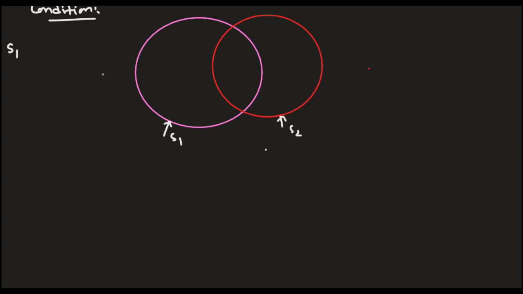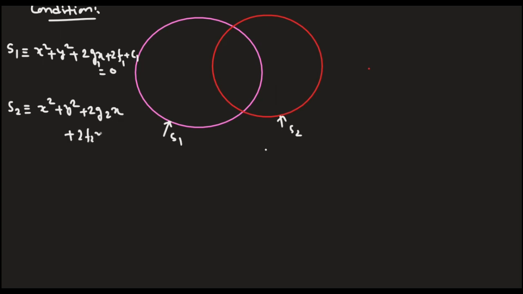S1 is defined like that: x square plus y square plus 2gx plus 2fy plus c equals 0. S2 I define like that: x square plus y square plus 2 g2 x plus 2 f2 y plus c2 equals 0, using g1, f1, c1 for the first circle.